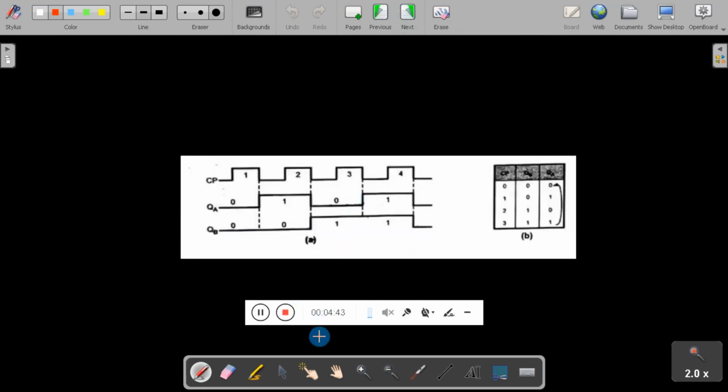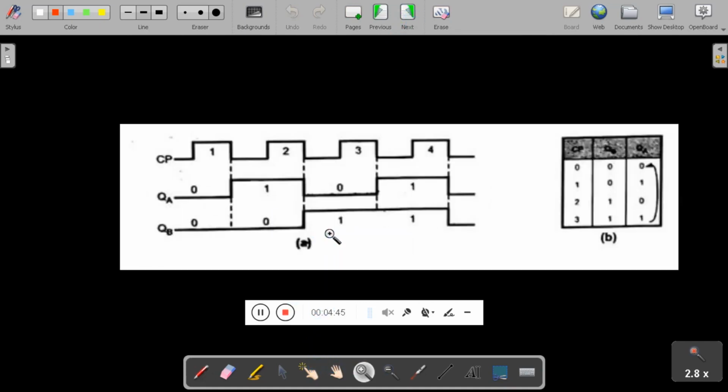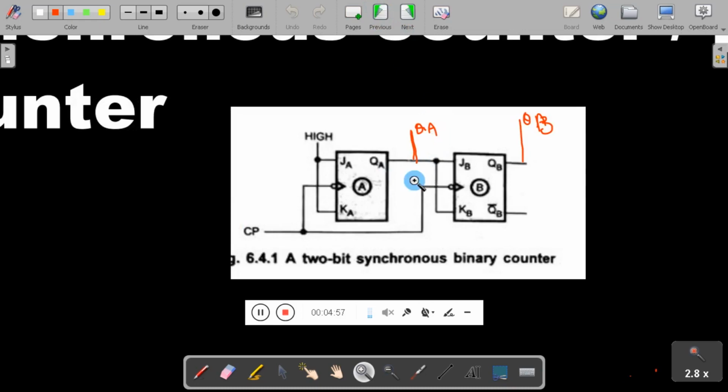Here this is the waveform. You see students, initially we will take QA and QB output 0 0. That means initially we will take QA is 0, QB is 0. Before applying the clock, the last state is 0 0. We assume last state is 0 0.